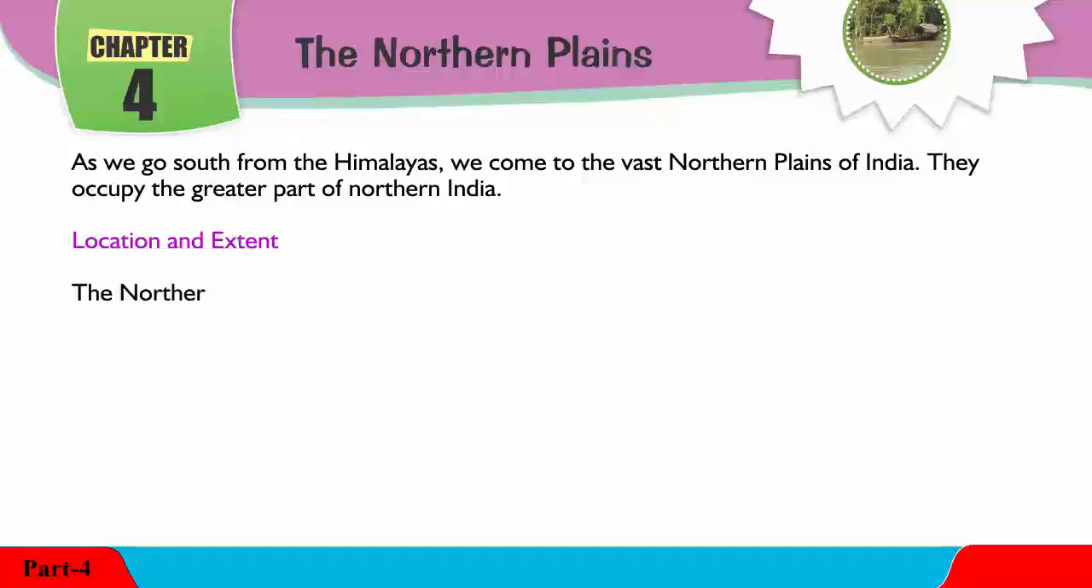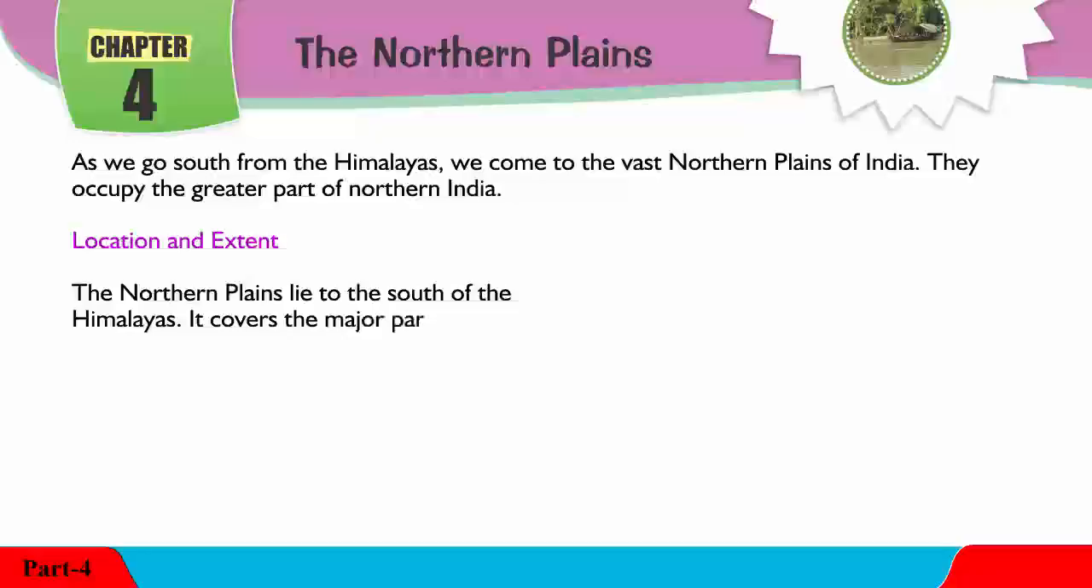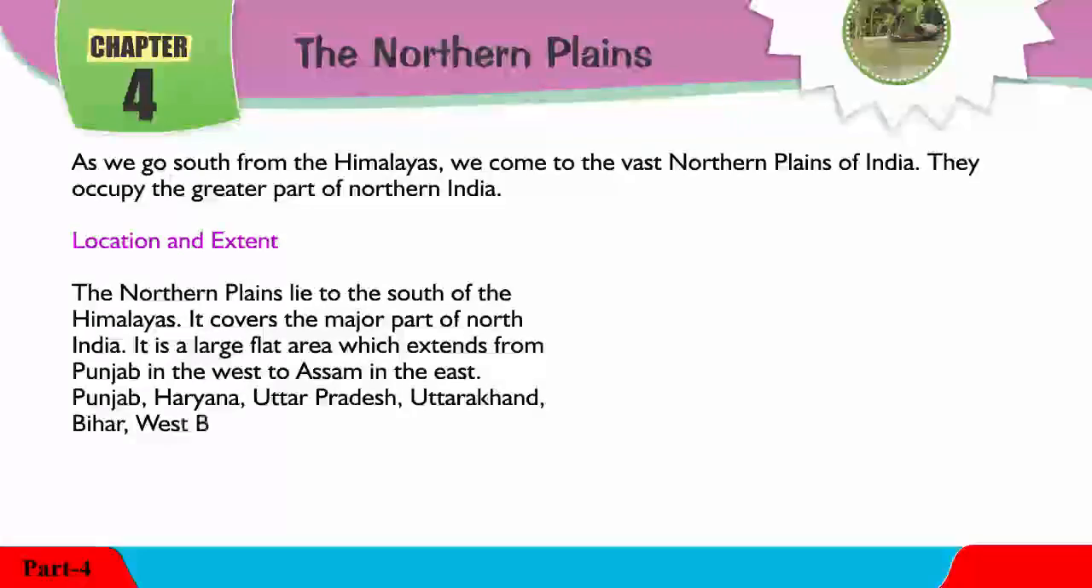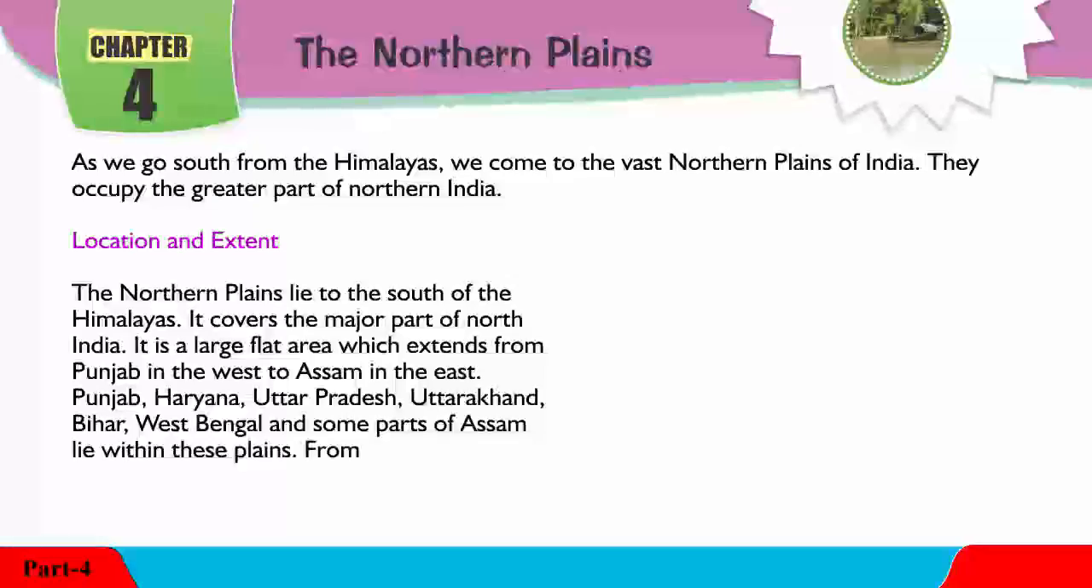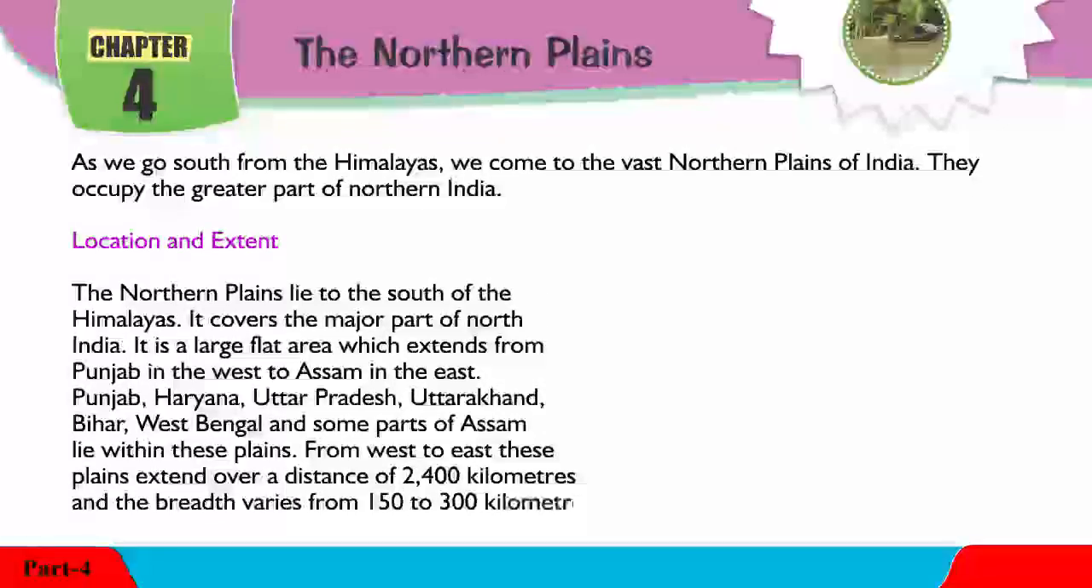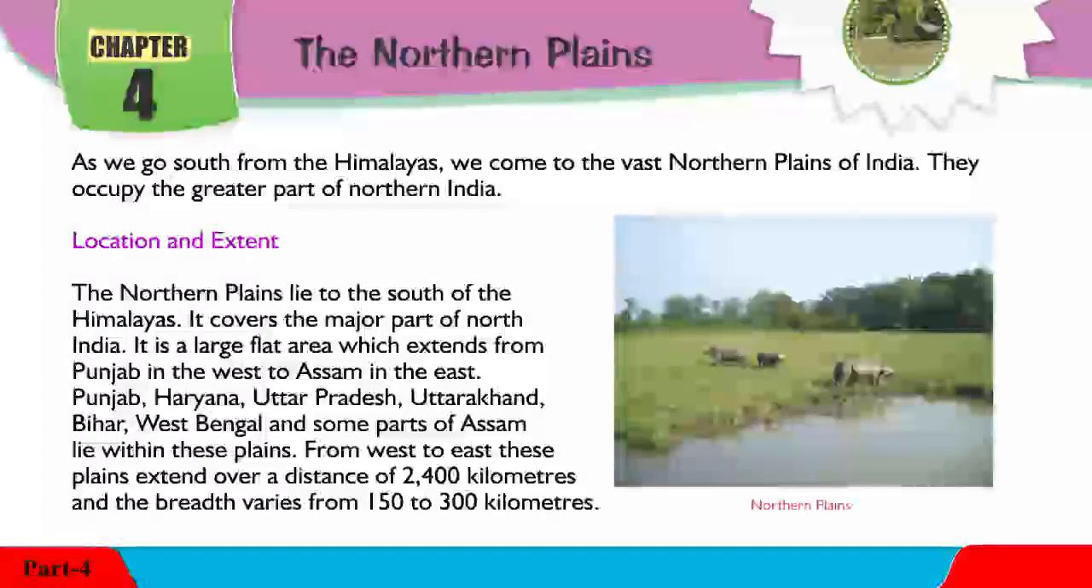Location and extent. The northern plains lie to the south of the Himalayas. It covers the major part of North India. It is a large flat area which extends from Punjab in the west to Assam in the east. Punjab, Haryana, Uttar Pradesh, Uttarakhand, Bihar, West Bengal, and some parts of Assam lie within these plains. From west to east, these plains extend over a distance of 2,400 kilometers and the breadth varies from 150 to 300 kilometers.